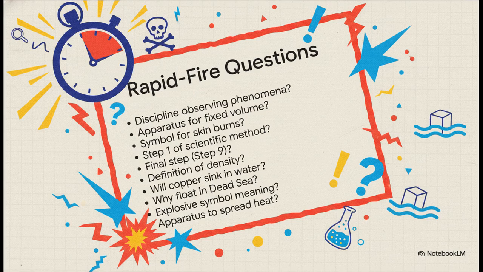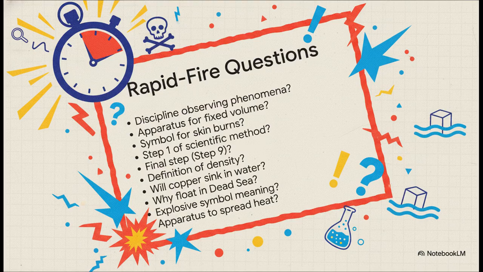Number 6. What is the definition of density? Number 7. Will copper, with the density of 8.92, sink or float in water, which has a density of 1.00? Number 8. Why do people float so easily in the Dead Sea? Number 9. What does the explosive hazard symbol mean? And finally, number 10. What apparatus do you place under a boiling tube to spread heat evenly?